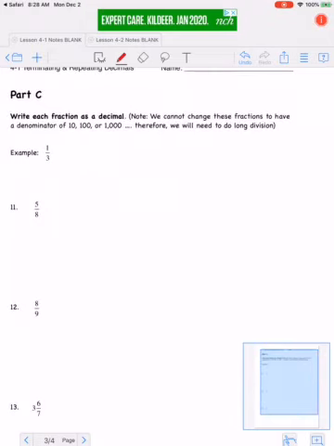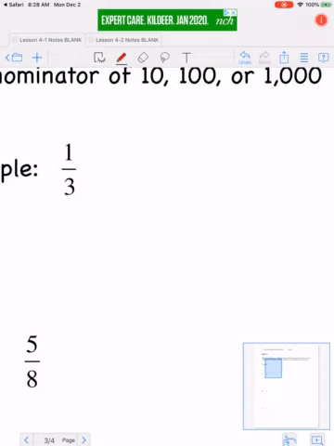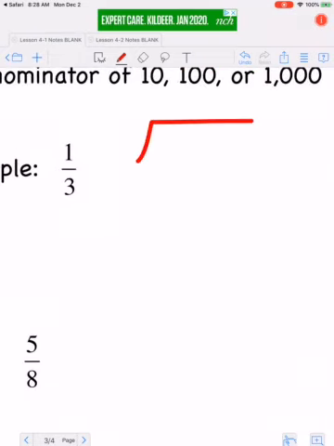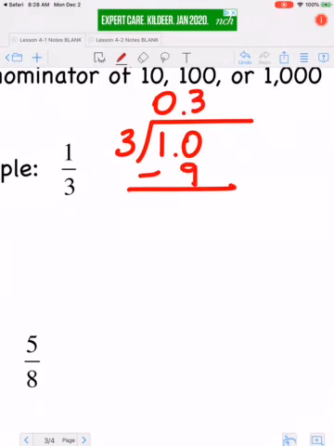Okay, part C. We have to write each fraction as a decimal. Note that we cannot change these fractions to a denominator of 10, 100, or 1,000. Therefore, we will need to do long division. So 1/3, if you don't know that off the top of your head, you could always divide. So 3 on the outside, 1 on the inside. 3 can't go into 1, but 3 can go into 10 3 times. So we're going to subtract 9.